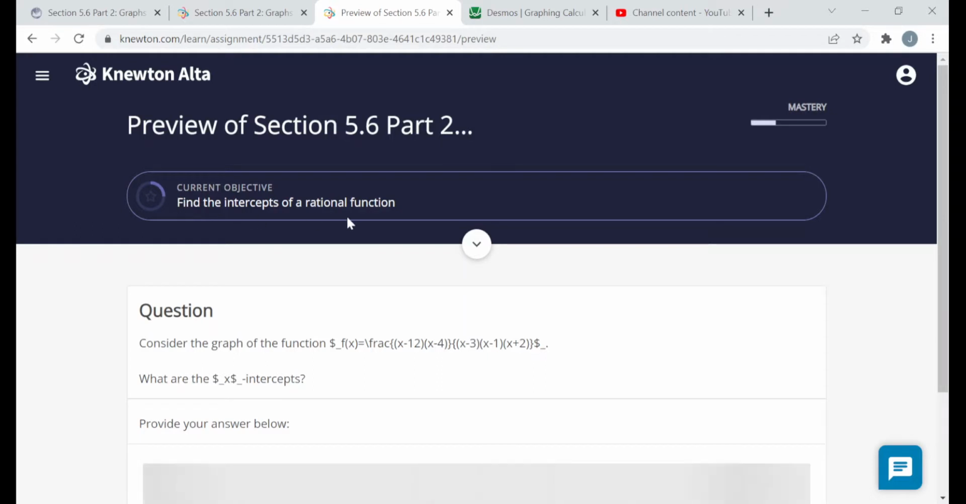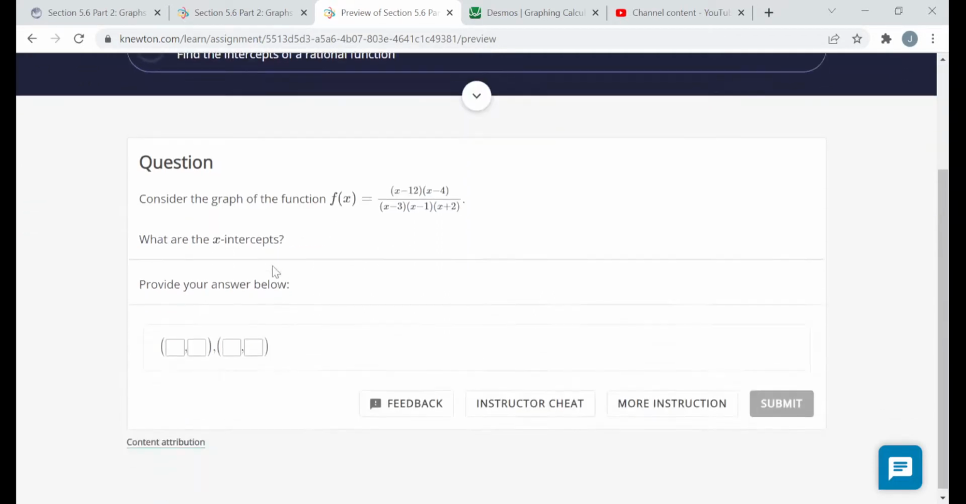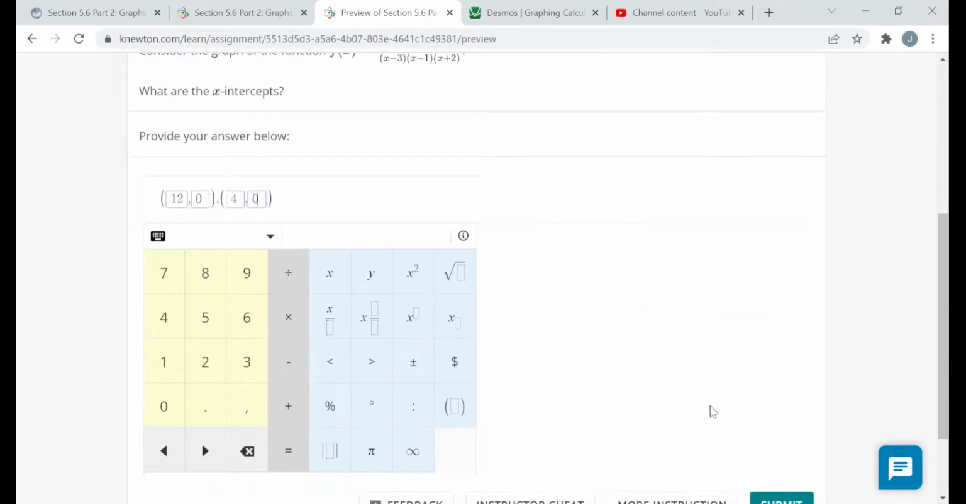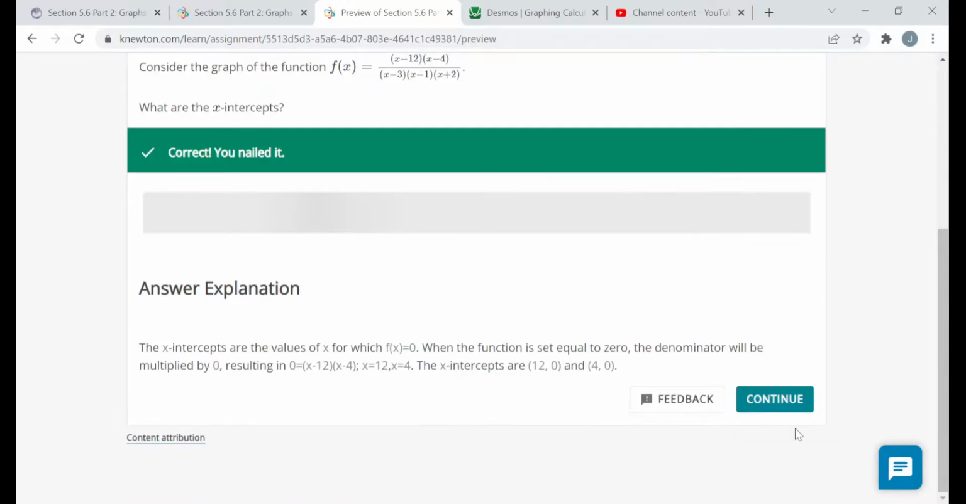Alright, so back to finding intercepts. Again, I should be able to do this pretty quickly. The function simplified. The numerator has factors of x minus 12 and x minus 4. So now it's just asking for the x-intercepts. So 12, 0 and 4, 0. That's where the graph would cross the x-axis, and that's it. Right? They do not want the y-intercept, notice. Right? Very simple.